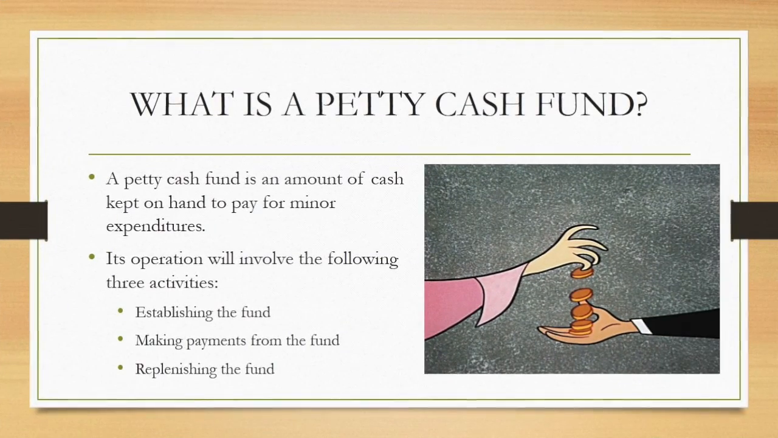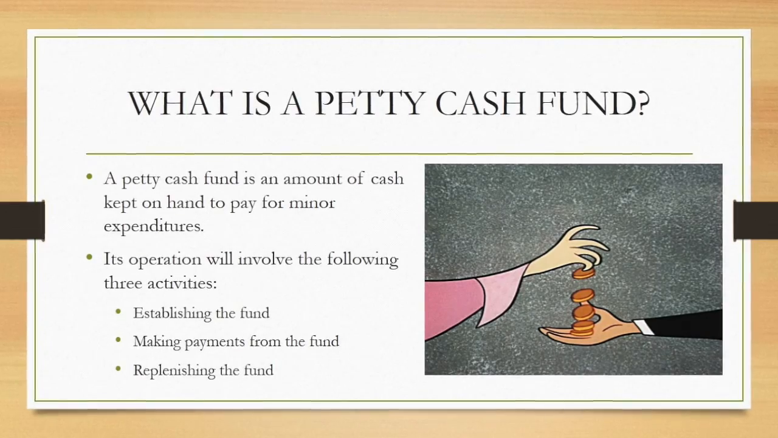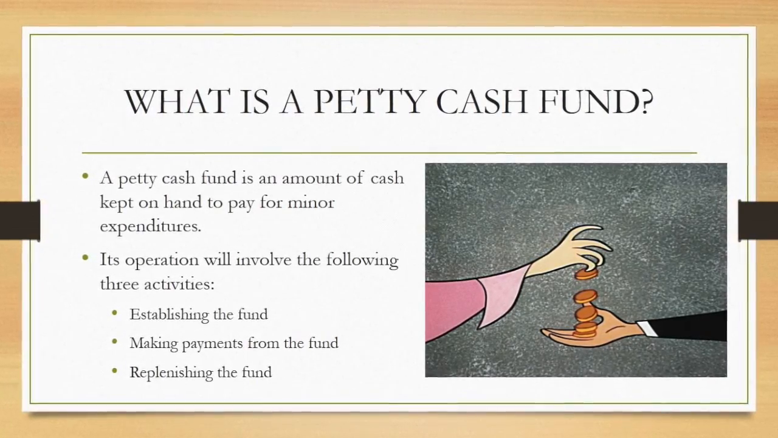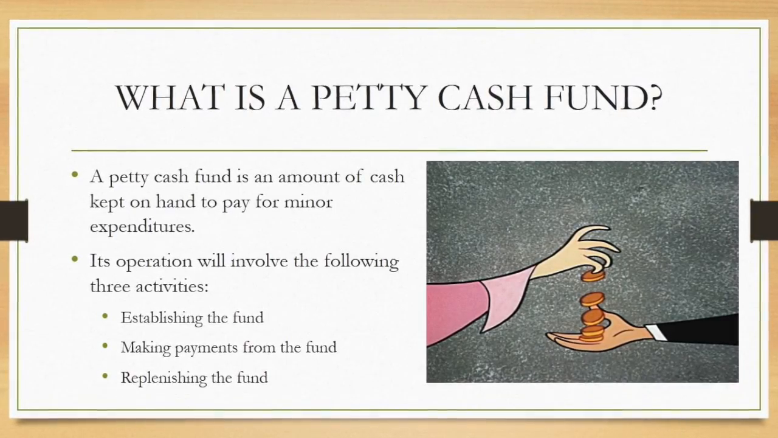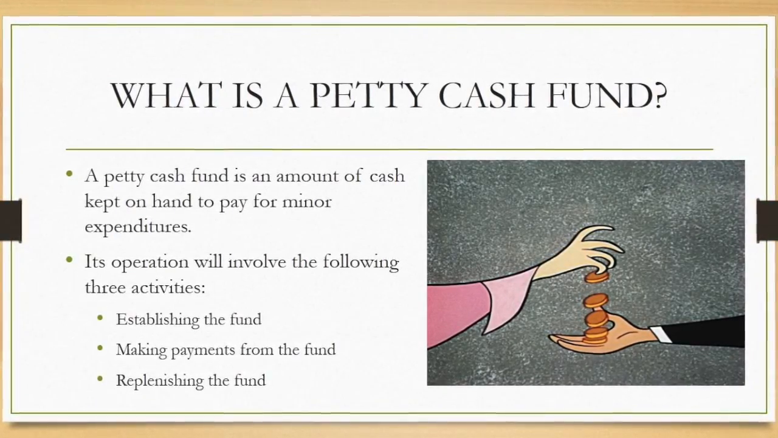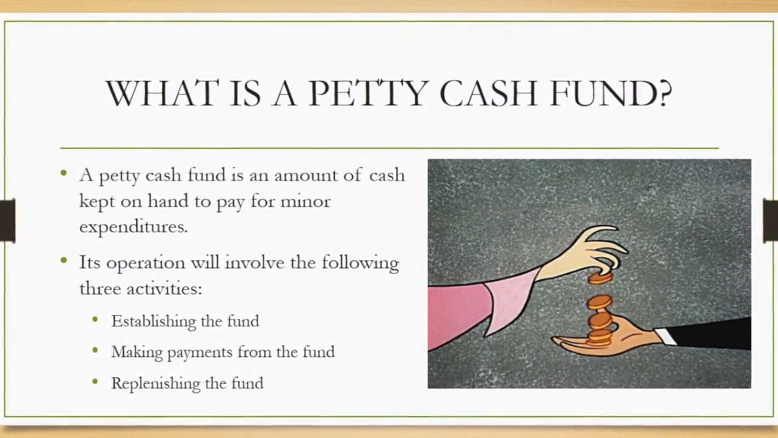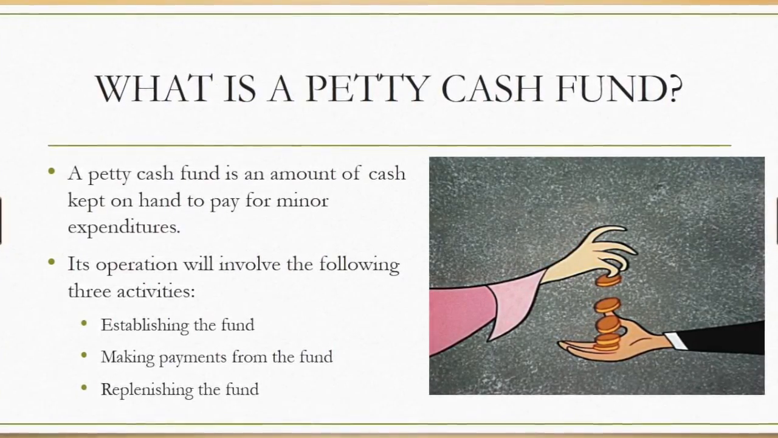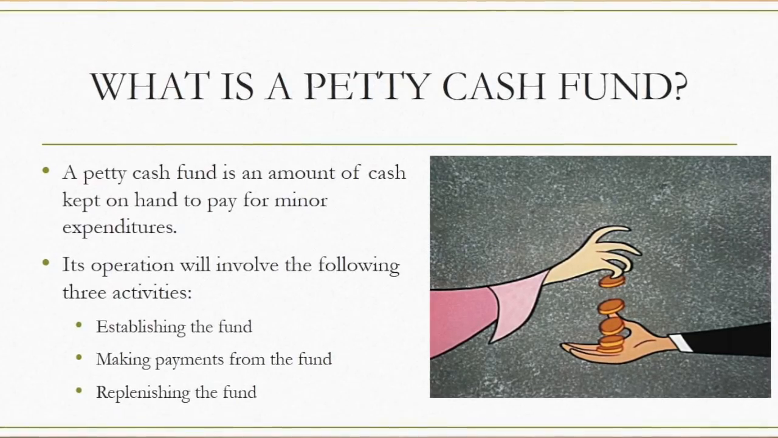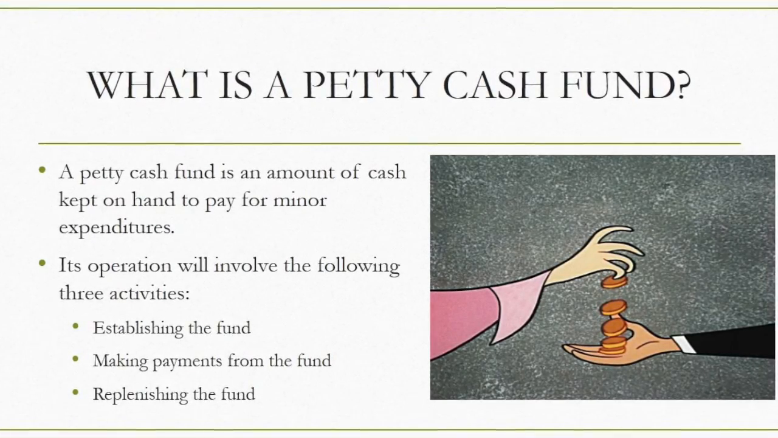A petty cash fund is an amount of cash kept on hand to pay for minor expenditures, and it involves the following three activities. 1. Establishing the fund. 2. Making payments from the fund. 3. Replenishing the fund. For example, in a real estate business, to purchase a pen, you wouldn't be writing a check to the stationery store. Hence, a petty cash fund is set up to pay for minor expenditures.